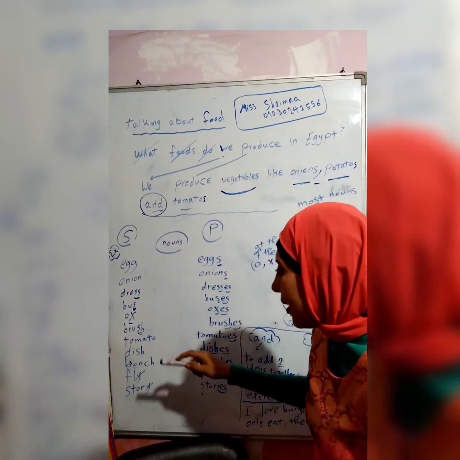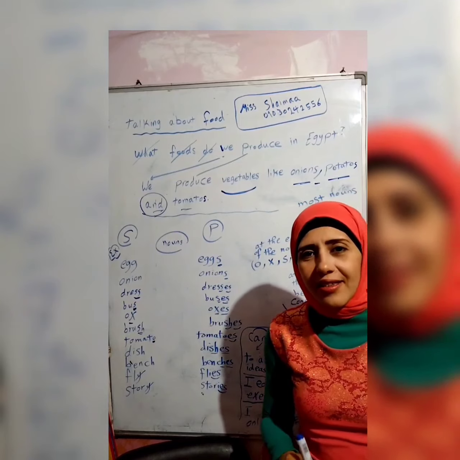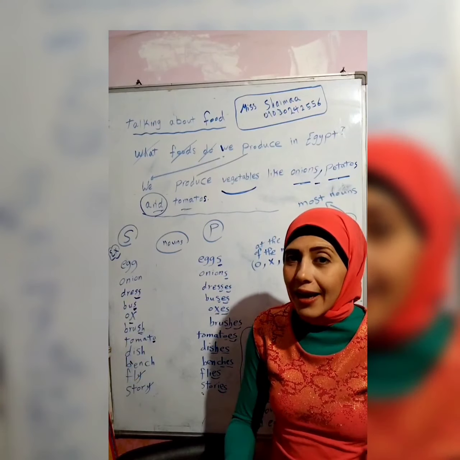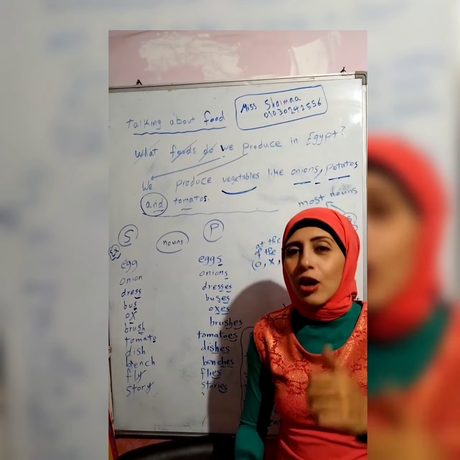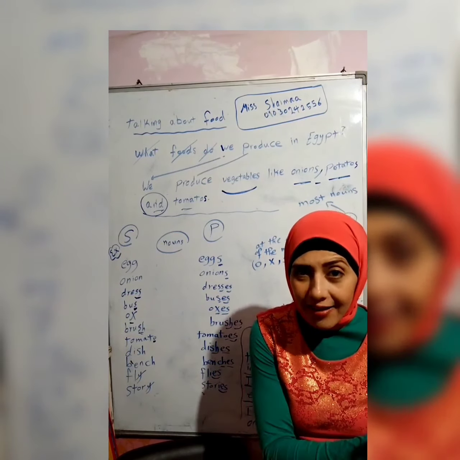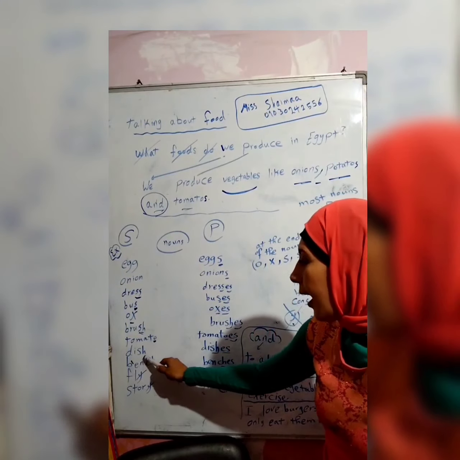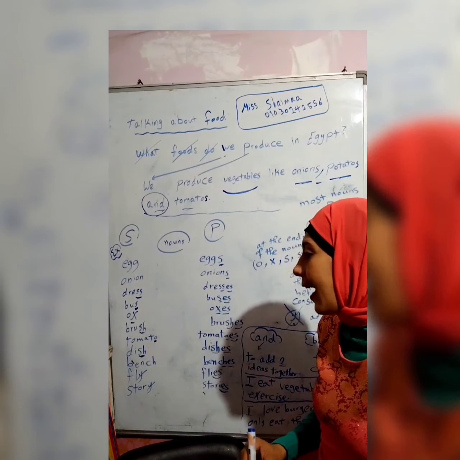Okay? Another example, tomato. At the ending of this noun, letter O. Put what? S or ES to change it from singular to plural noun. Excellent. Put E and S. Okay? Tomato, tomatoes.